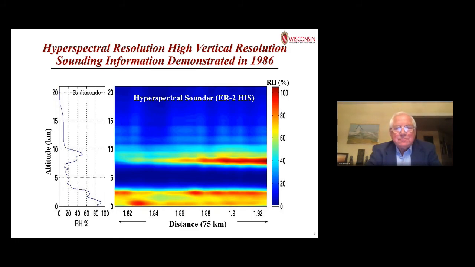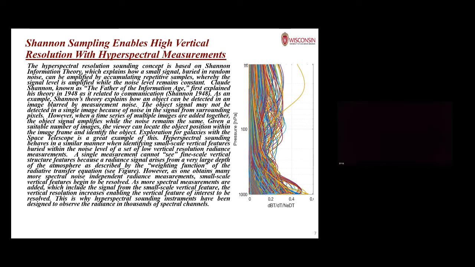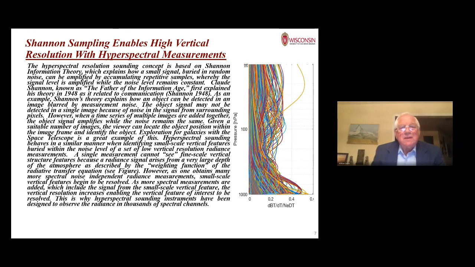In any event, you might ask the question, well, how does this concept work? Why does having thousands of channels like we had give you high vertical resolution? And I want to explain that now. It's due to what we call Shannon sampling theory. It's Shannon sampling which enables high vertical resolution with hyperspectral measurements. And the concept was developed by Claude Shannon back in 1948, actually, long before we were even thinking about hyperspectral sounding.